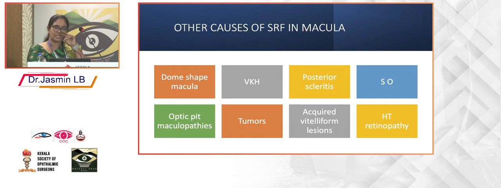Other causes of SRF in the macula, you should rule out also: dome-shaped macula, which is sometimes associated with SRF, then VKH, posterior scleritis, sympathetic ophthalmia, optic pit maculopathy. If you diagnose a CSR, always look at the optic disc for any pit. Then tumors, acute vitelliform lesions, hypertensive retinopathy. So these things should be ruled out.